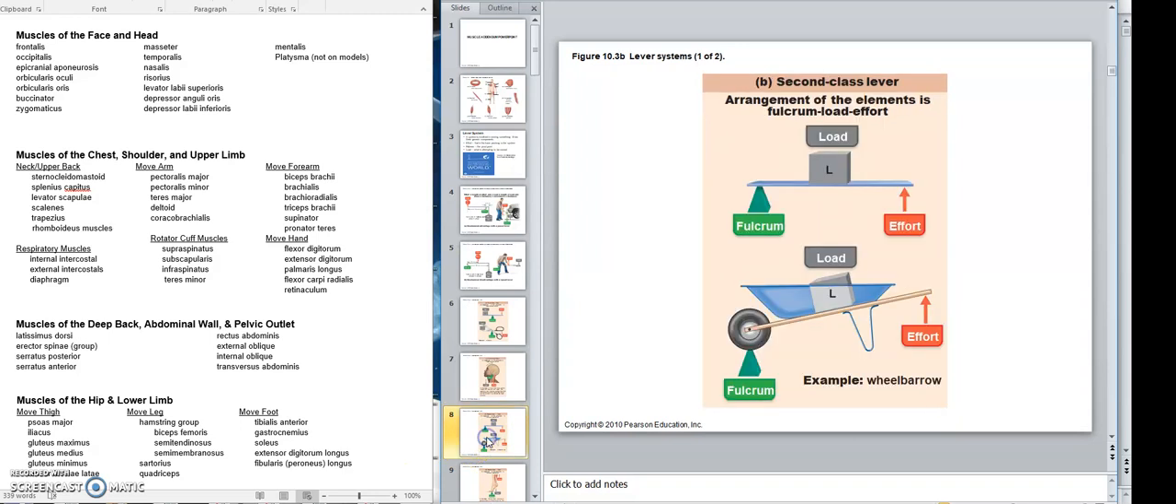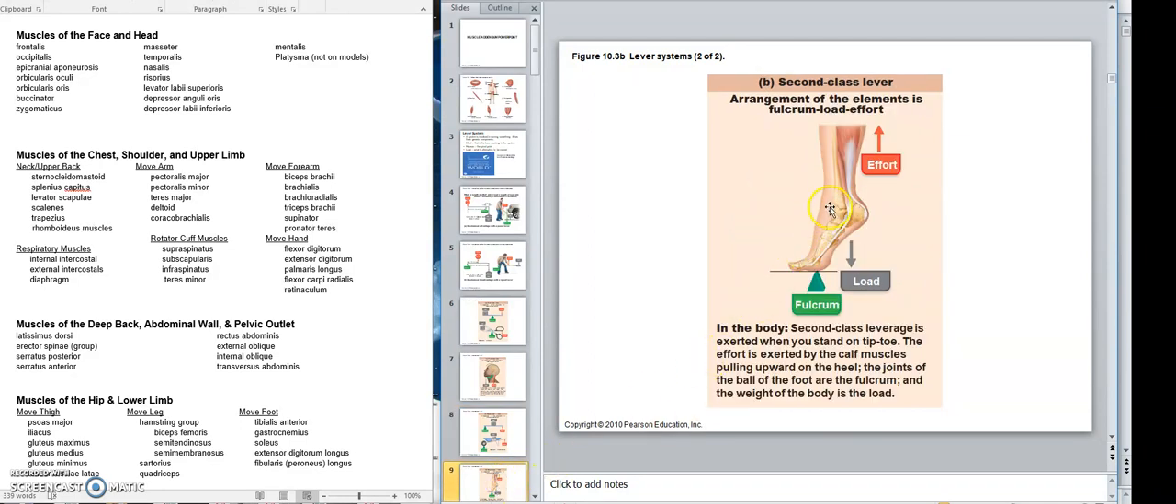Here's a second class lever. Here's your fulcrum. Here's the effort far away from the fulcrum. Here's the load, and the load is closer. Wheelbarrow type. In that particular case, you can lift your body up. Second class lever.